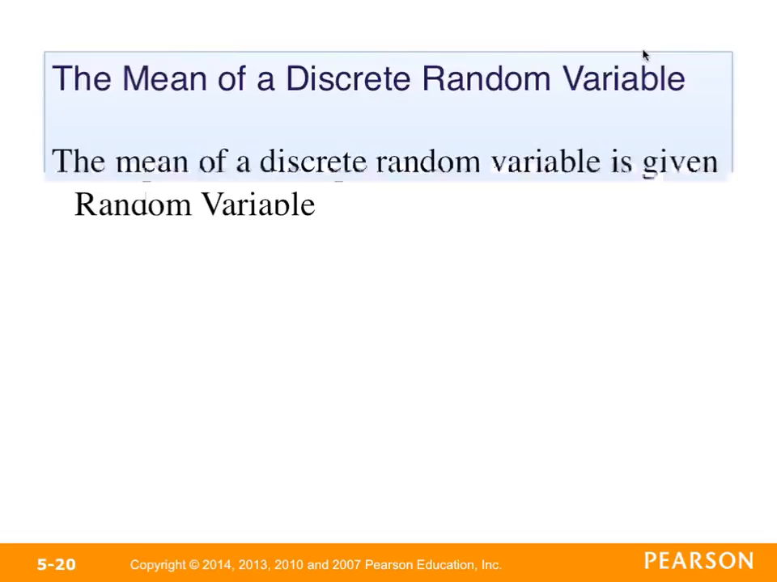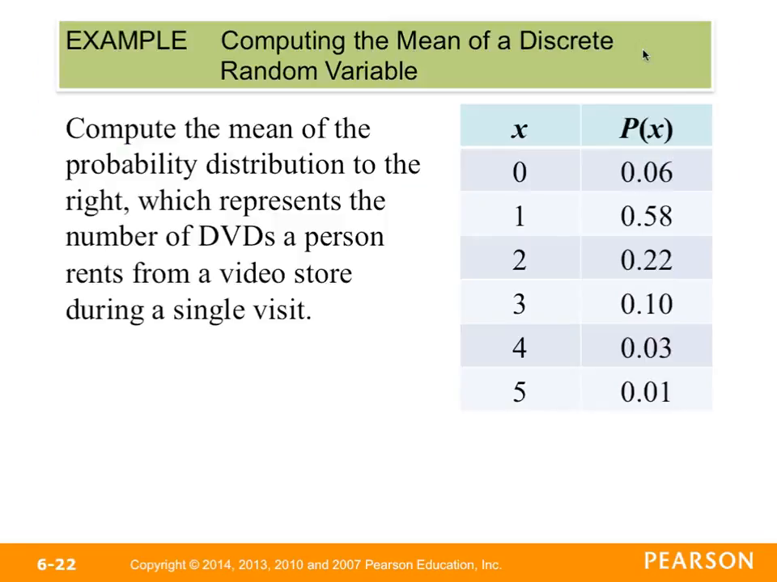So x is just the value of the random variable. P of x is the probability. So essentially, all you have to do is just multiply the random variable by its probability and then add everything up, and that gives you your mean. So we're going to look at an example in a second.